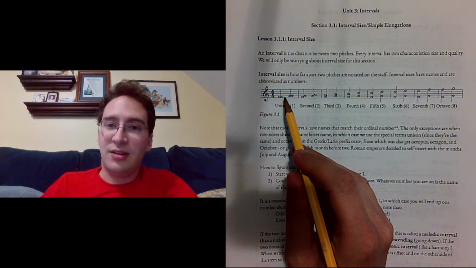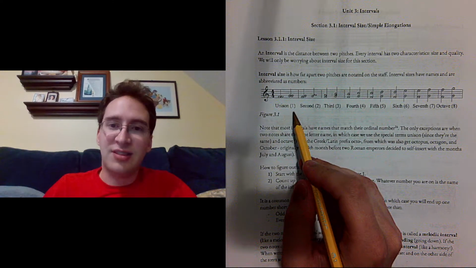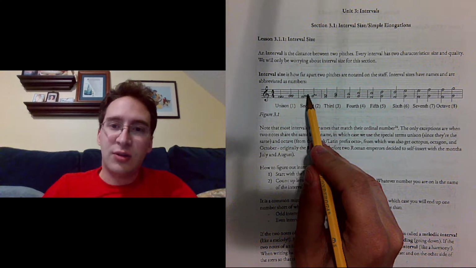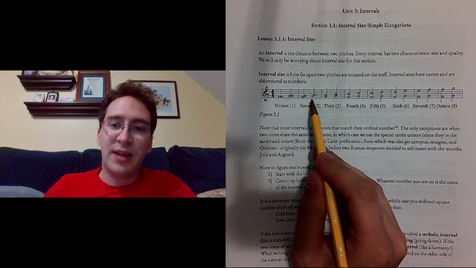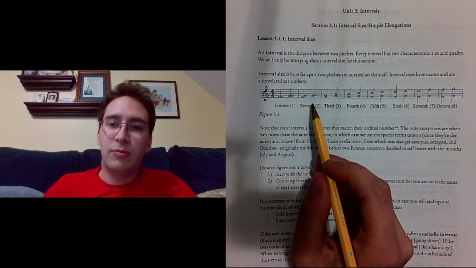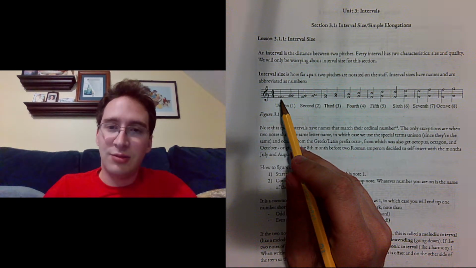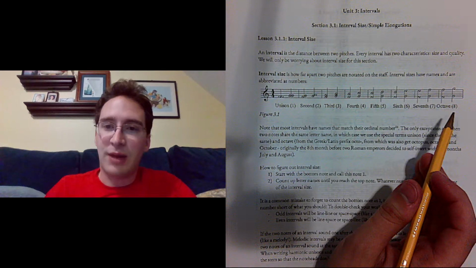And they're abbreviated as numbers, so if two notes are on the same line or space on the staff, they're called a unison. If they're line space or space line, that's a second, then third, fourth, fifth, sixth, seventh, octave. So all of them are pretty easy to remember, except for unison and octave. Those are the ones with special names.